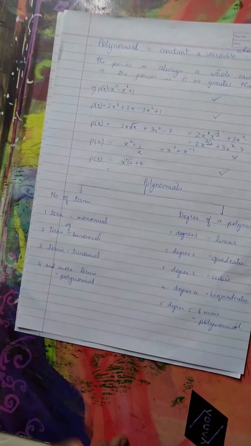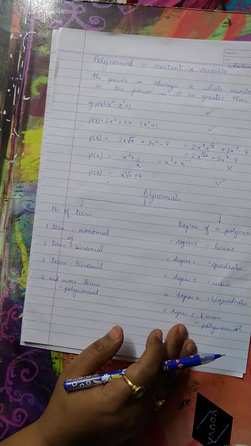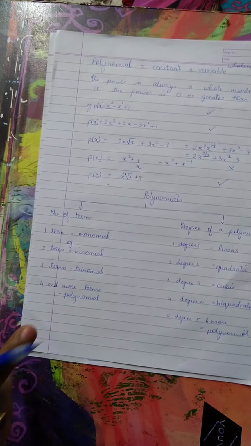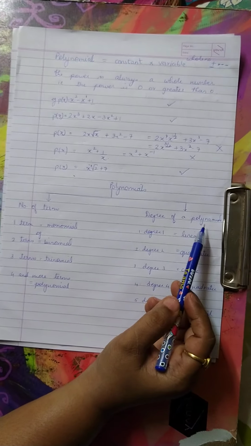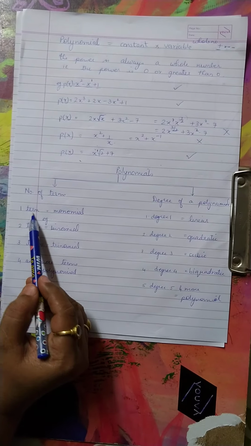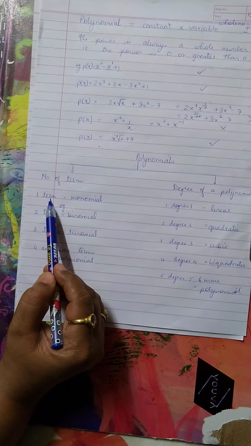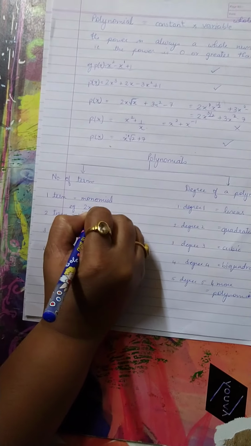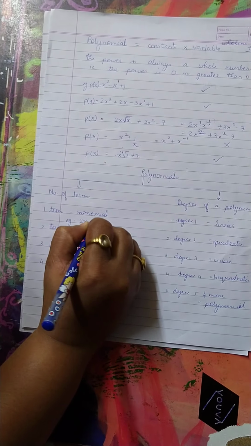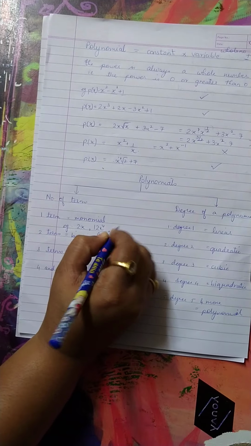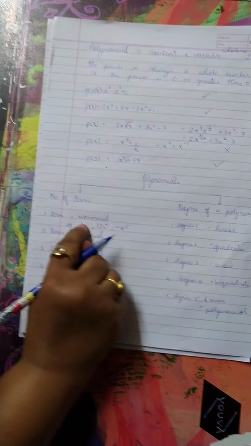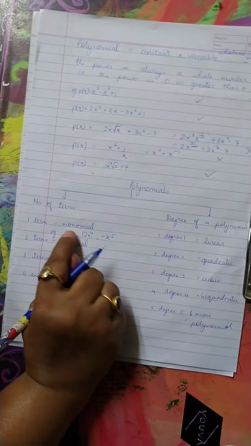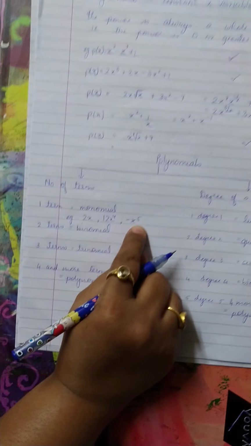Now, we can classify or name polynomials on two bases. One is on the number of terms it has, or the degree of the polynomial. If a polynomial has only one term, for example 2x, or 12x raised to 4, or just minus x raised to 5, what are these? These are single terms. So this is called a monomial.